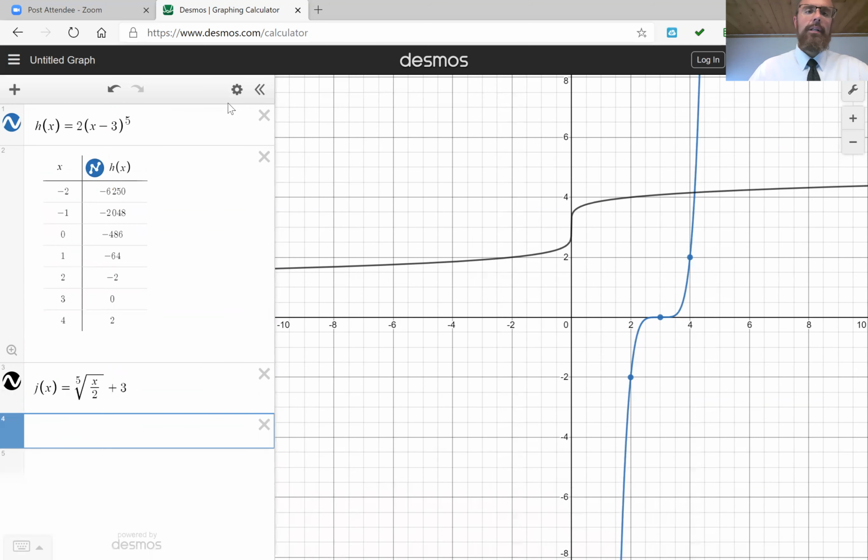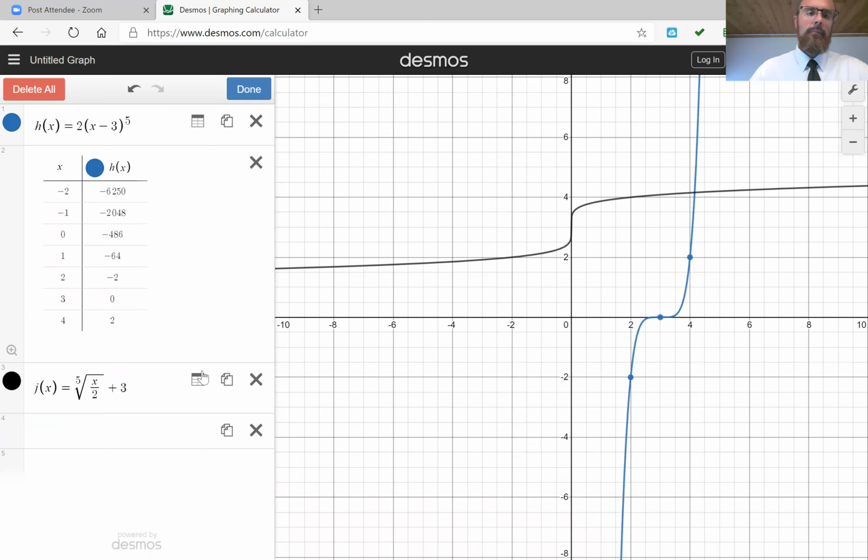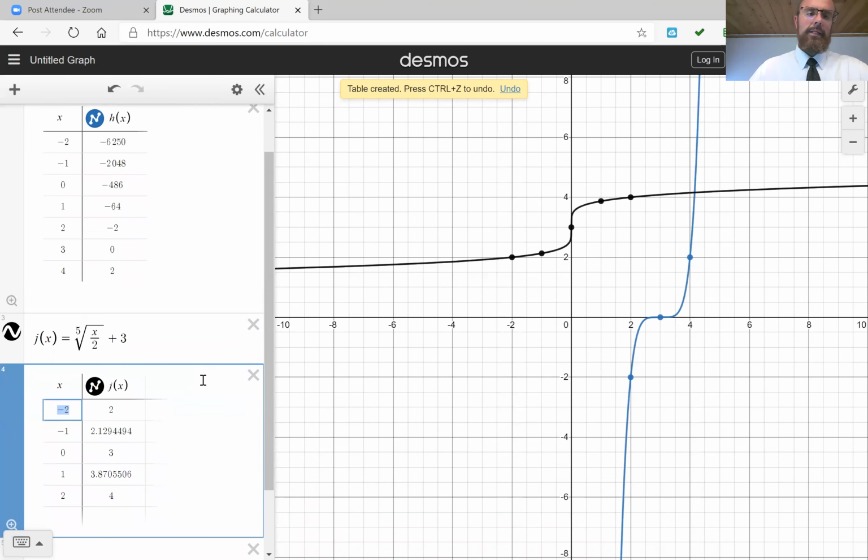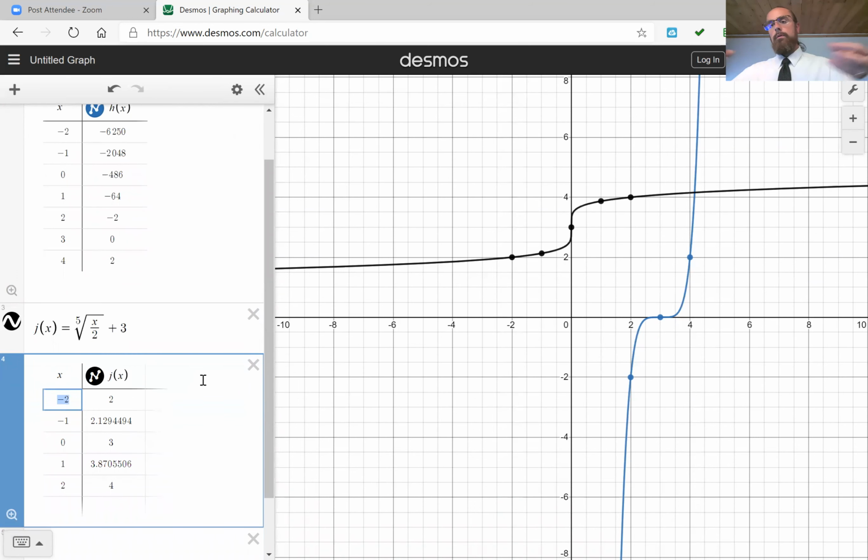So now I'm ready to create a table for that graph. And that table, by comparison, is very graphable. It is the more horizontal graph. So -2, 2 is on our table, -1, 2.13, 0, 3, 1, 3.87, and then 2, 4. So that's a good list. We'll just stick with that list. And at this point, what we'll do is head back to our note screen to make those tables and graph our functions.